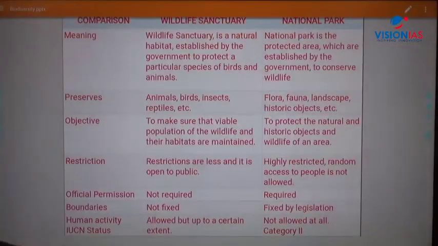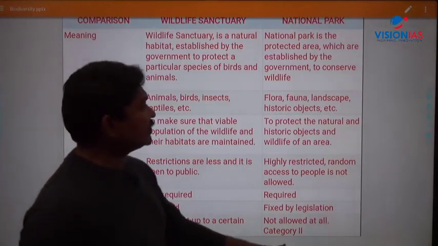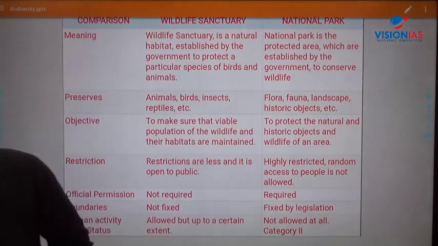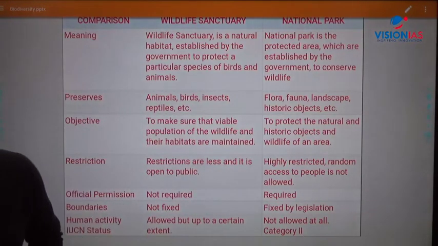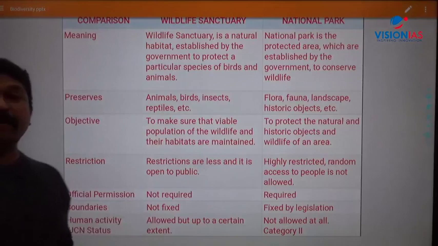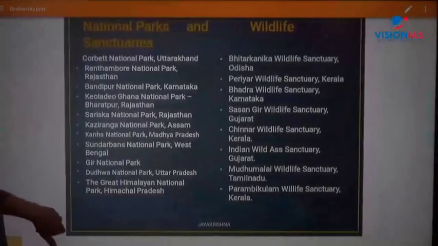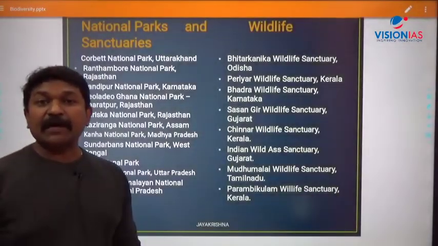Clear? This is what, but not certain. IUCN status: it is category 2 for the national park, whereas category 4 for wildlife sanctuary. Clear? This is about the national parks and the wildlife sanctuary.